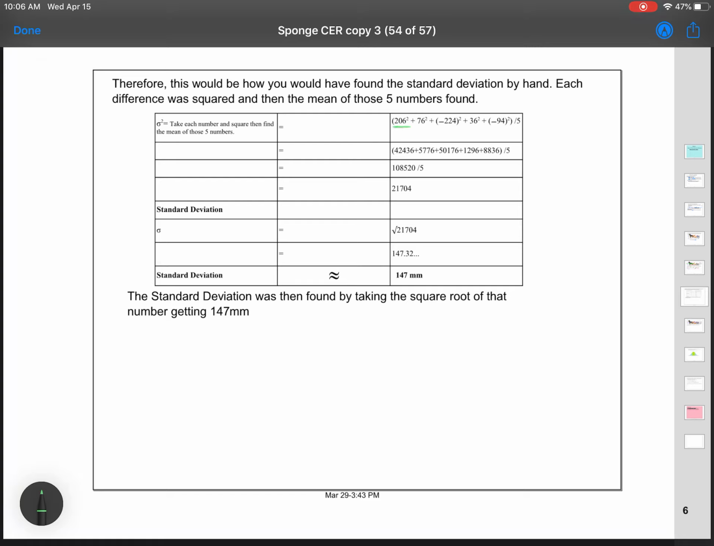If we look right here, they found 206, they squared it, they squared every number, and then they found the mean, or average, of those numbers again by dividing by 5. They came up with 21,704 when they did that. To find the standard deviation then, they needed to take the square root of that number, and that gave them approximately 147. So my standard deviation for this set of data is approximately 147 millimeters.